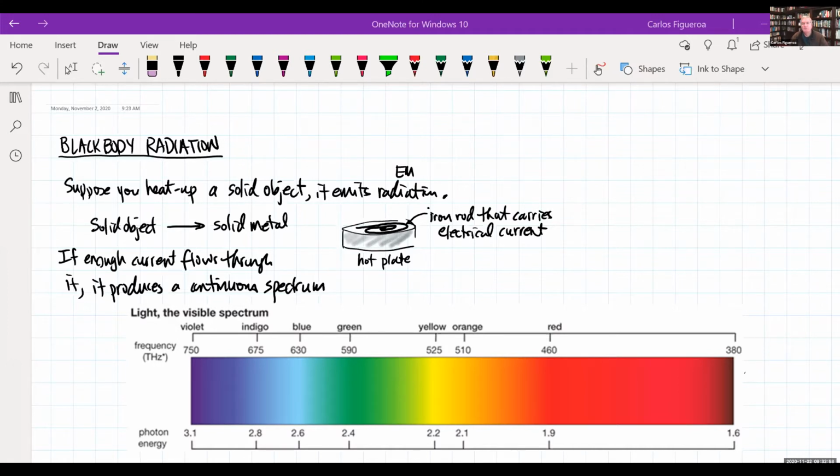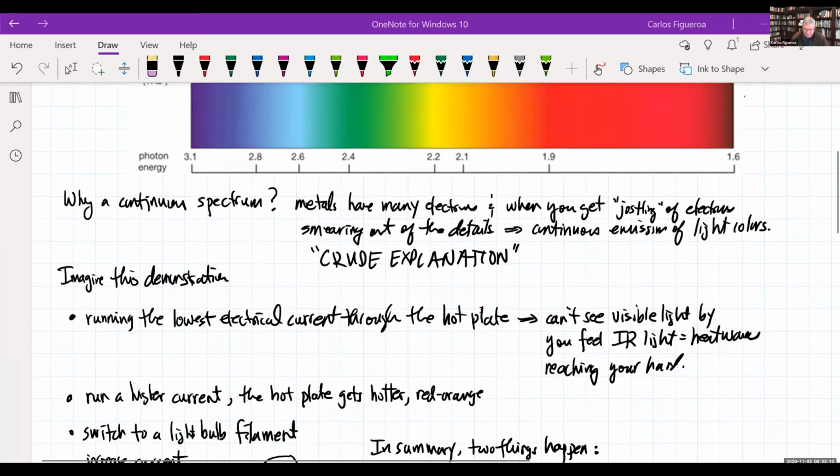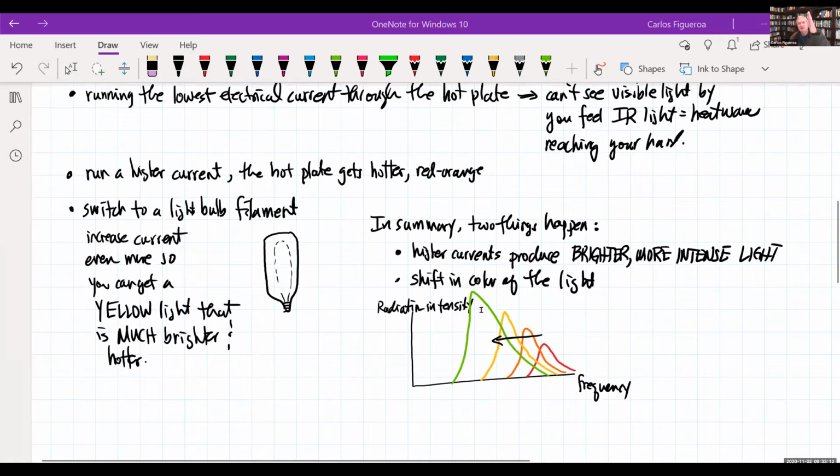And then if I add more and more energy to this hot piece of metal, what is the light that's being radiated by it? In the end, we start to go from heating a piece of metal to heating a light bulb filament. And if you continue on, you're getting a shift in the intensity of the radiation, not only as I go to higher and higher frequencies, it moves this way.